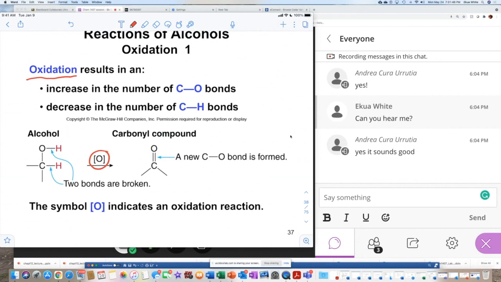They can give you a chemical, but if they want to be lazy because chemists, oh, they're so lazy, instead of giving you the actual chemical, they just put O in brackets. That just means oxidation. That means this word right here. Okay? So when you are undergoing an oxidation reaction, this is what you notice: you have more carbon-oxygen bonds, and you have fewer carbon-hydrogen bonds.